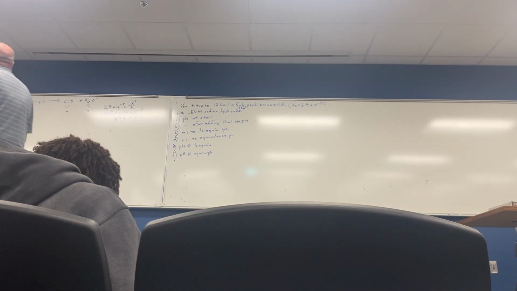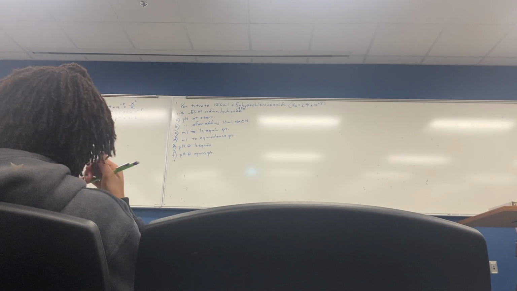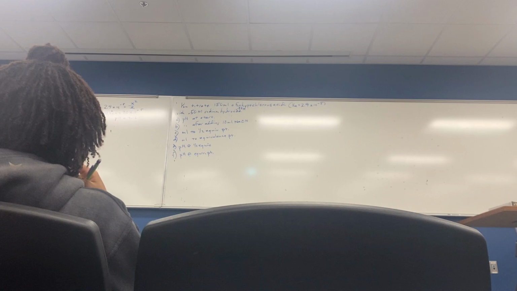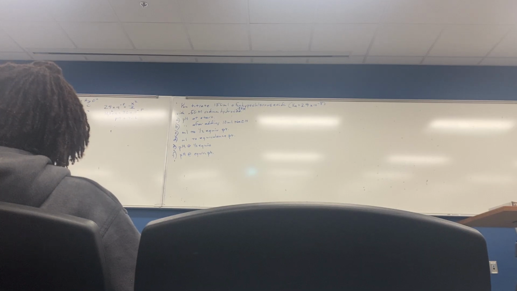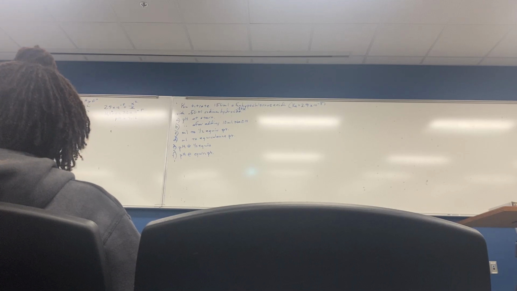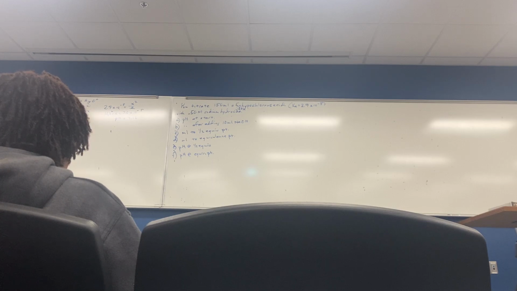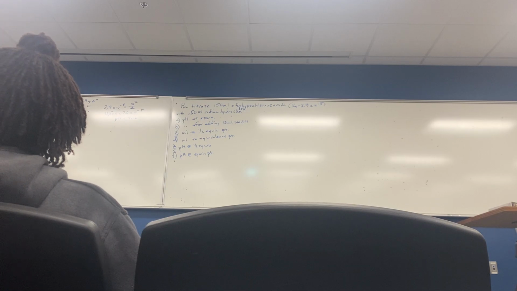All right, so I got 150 mils of a 0.2 molar solution. How many moles is that? Like 0.03? Okay, I got 0.03 moles of this guy. And I've got 10 mils of a 0.5 molar solution, 0.005. All right, what's my limiting reactant? The NaOH.